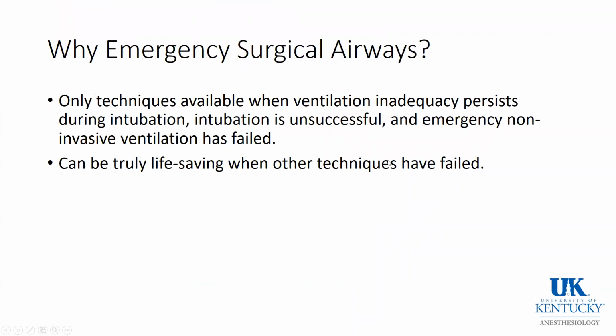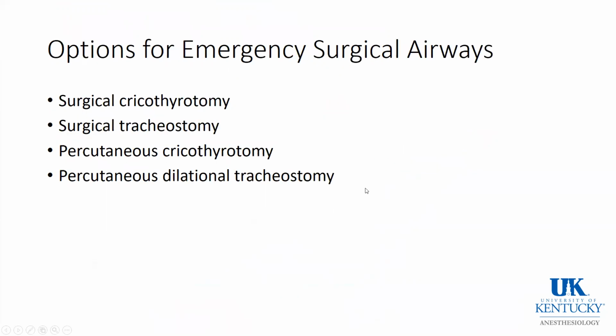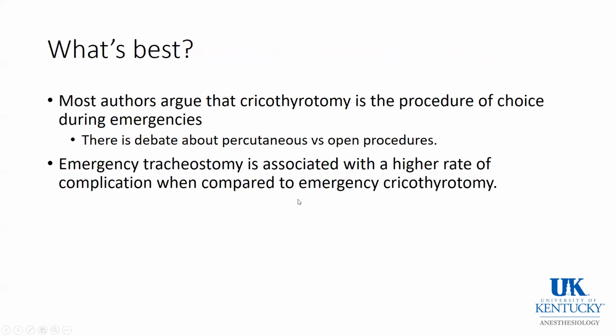So why? They're the only techniques available when ventilation inadequacy persists during intubation, intubation is unsuccessful, and emergency non-invasive ventilation has failed. It can be truly life-saving when other techniques have failed. It actually comes up in the lay media. There are various TV shows where people use a pen to try to get into a patient's cric. Some of the options for emergency surgical airways: there's a surgical cricothyrotomy and a surgical tracheostomy. Those are the two surgical options. And then there's a percutaneous version of each of those, cricothyrotomy and a dilational tracheostomy.